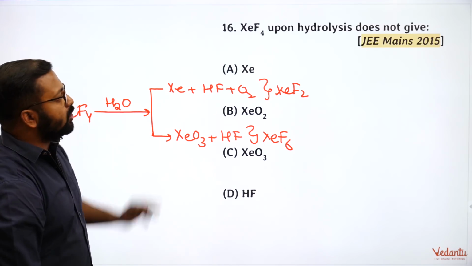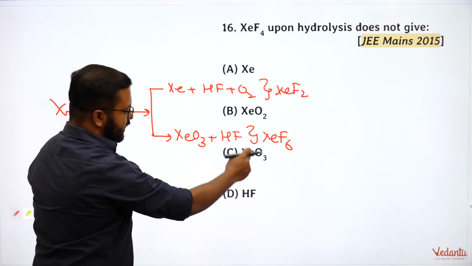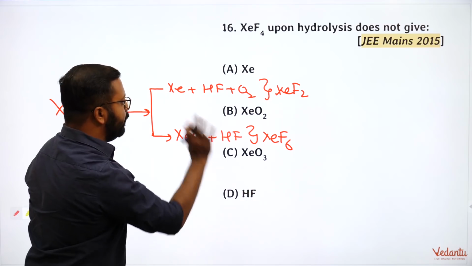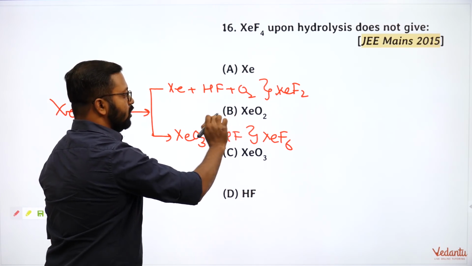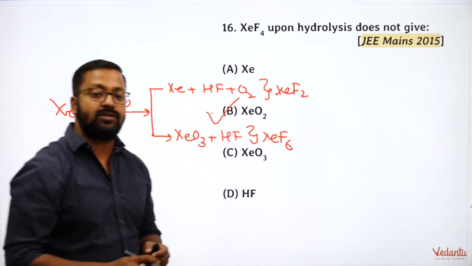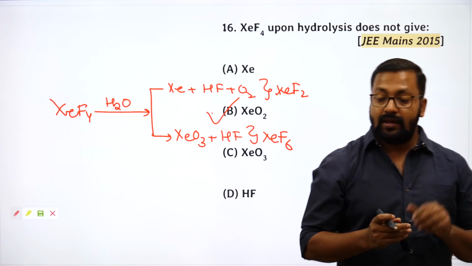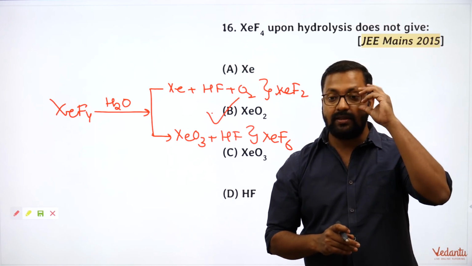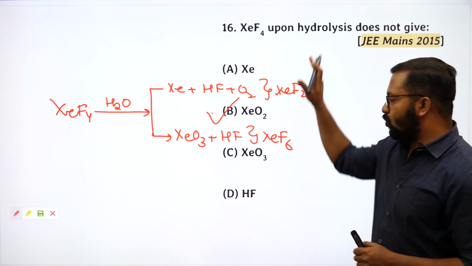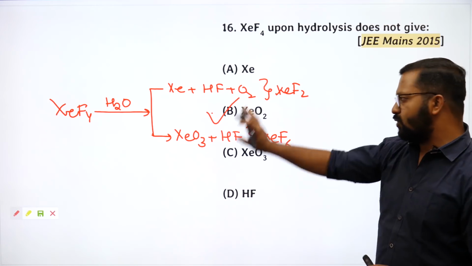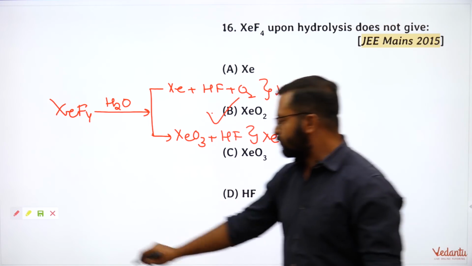So which is not obtained? XeO3, HF, all of them are obtained. XeO2 is not obtained, which is the right answer to this question. Okay, xenon hydrolysis questions are very interesting and you always end up getting them right if you remember a few subtle points.